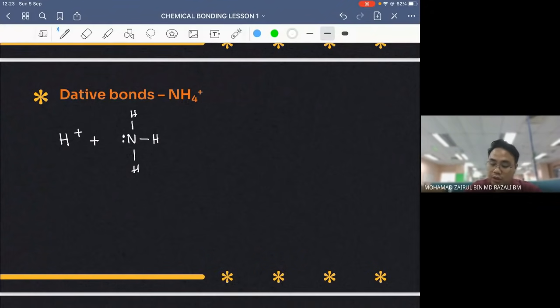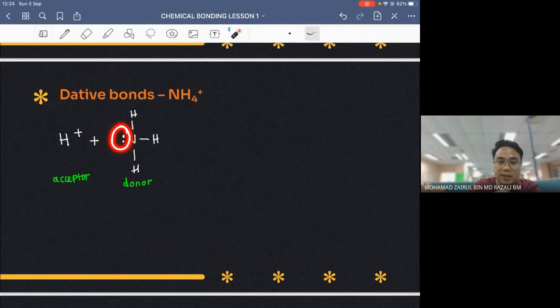Dia dah kosong. So that's why the NH3 we call it the donor, and then H+ ini kita panggil dia sebagai acceptor. So the donor molecule, dia akan share both of its electrons kepada H+. So lone pair electron yang dekat donor ini, dia akan share kepada empty orbital dalam H+.